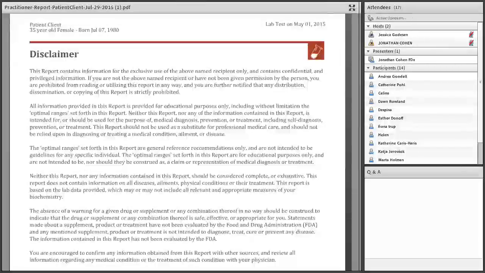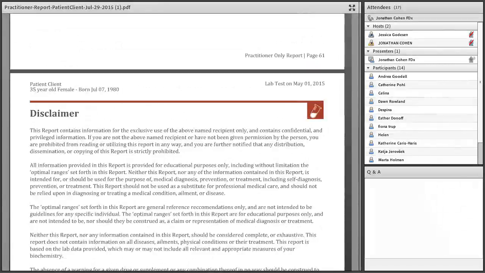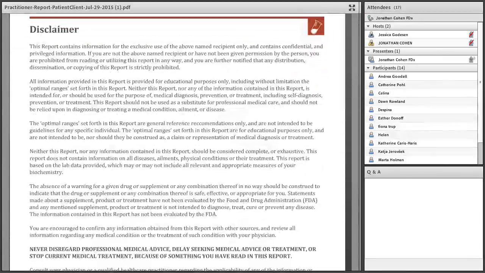And finally, a disclaimer, which we always put on all the reports, which basically says, this is for the exclusive use of the above named recipient, contains confidential privilege. Simply never disregard professional medical advice. Don't delay seeking medical advice or treatment, or don't stop current medical treatment because of something you've read in this report. This is a health trend report, and frankly, if you've got people or clients who are under healthcare professionals, remember they are healthcare professionals. Don't rush into their area.